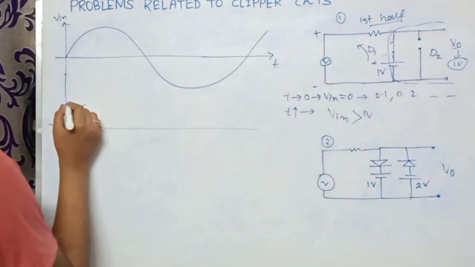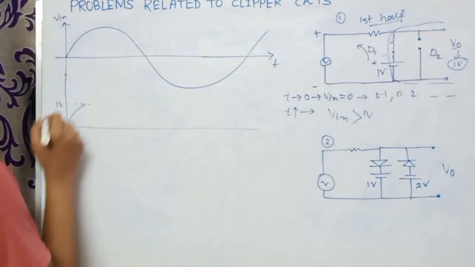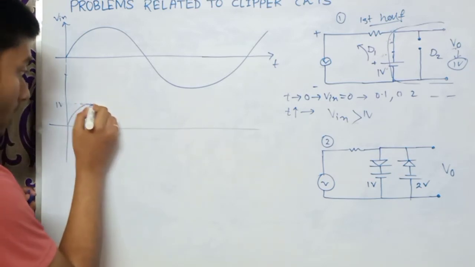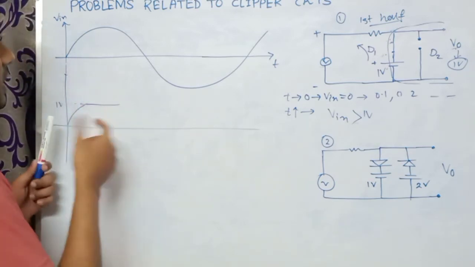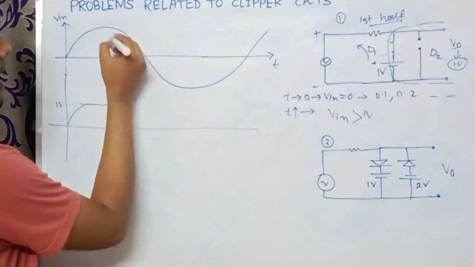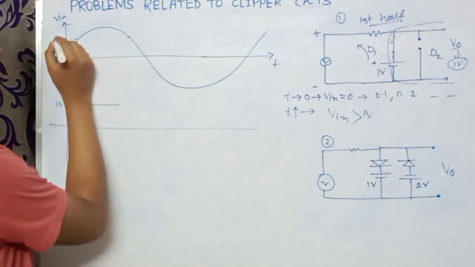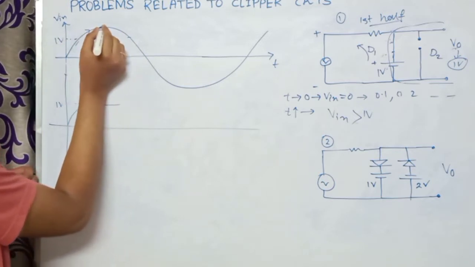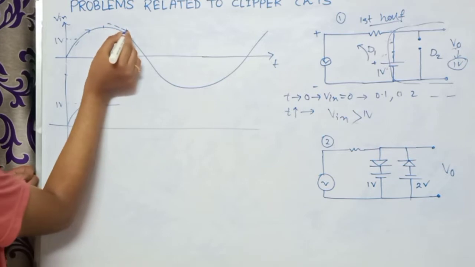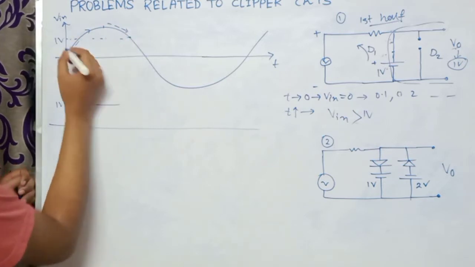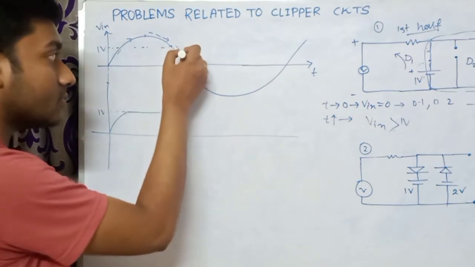So this will be fixed at 1 volt. This will be clipped at 1 volt. For how long? Till the time when it will again be 1 volt. Suppose this is 1 volt. So the input voltage will first increase to this position, and then it will start to decrease, and a time comes when it again comes to the value 1 volt, and then it decreases, right?